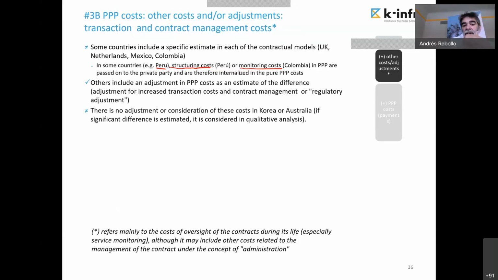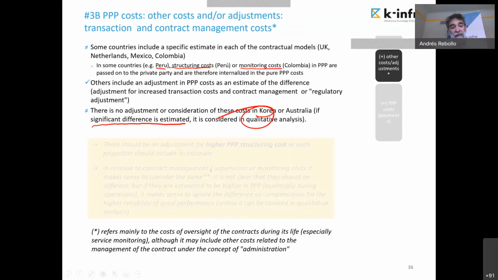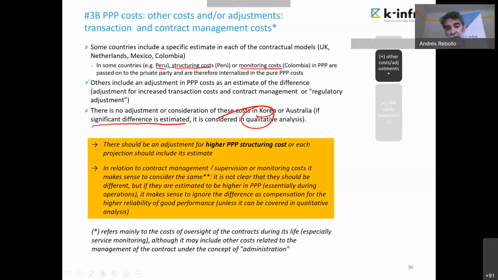But in Australia, if we may assume that the difference may be significant, then we go to qualitative analysis. The problem is when we don't have qualitative analysis in the mix of the information for the informed decision. That is the big problem. There should be an adjustment for higher PPP structuring costs. That's my opinion. Or each projection should include its own estimate.